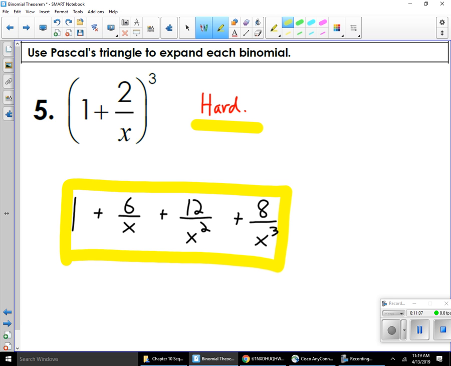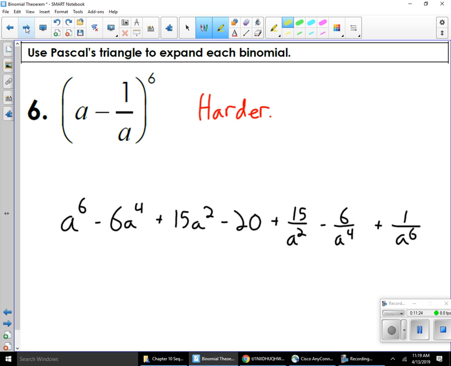In 10.6, the next section, we're actually going to get other ways to play around with the idea of a series. And so we'll mess with that in the next section. We won't use Pascal's triangle for this kind of problem then. But go ahead and try it. It's only to the 3rd power. Could be fun. 6, don't go ahead and try unless you're really bored.